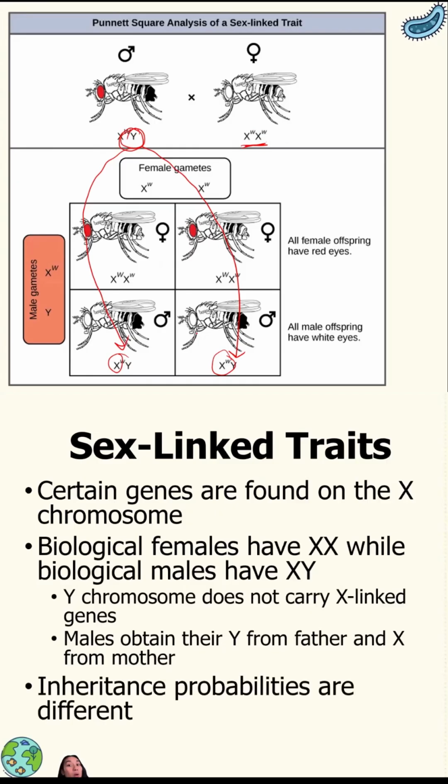And so inheritance probabilities are just different when it comes to X-linked traits. It's going to be different for the females and different for the males. And yeah, that is just another nuance that I wanted to discuss.